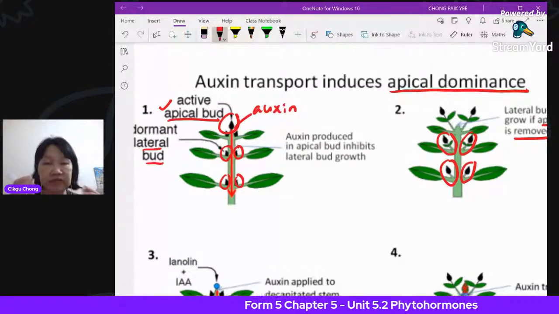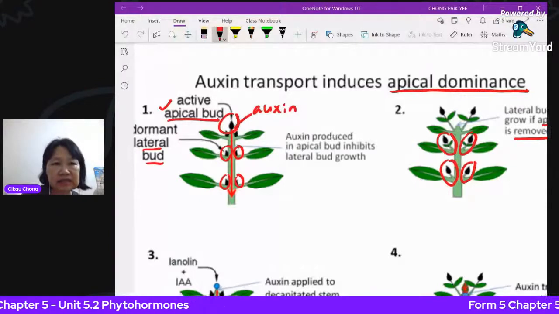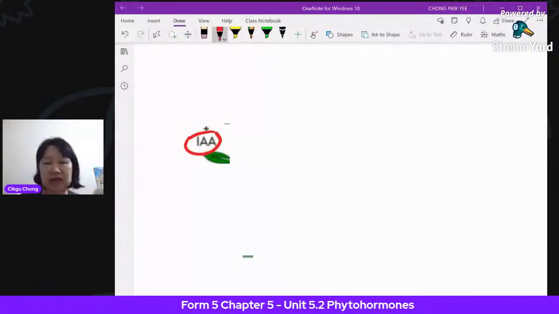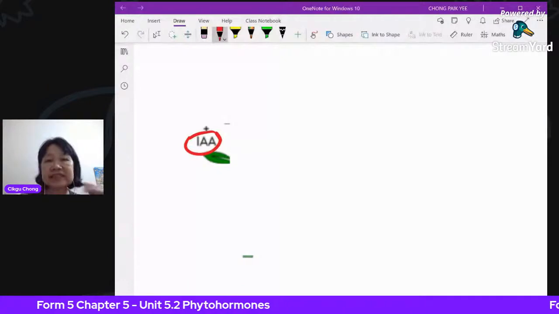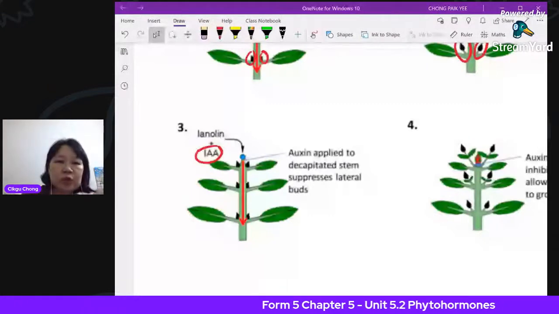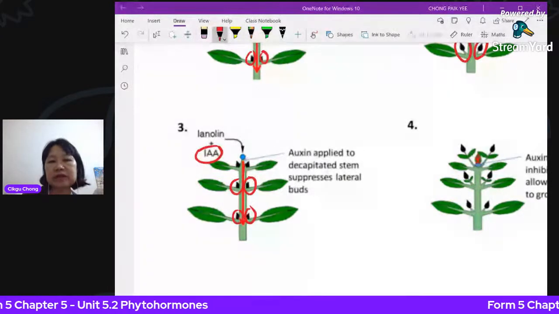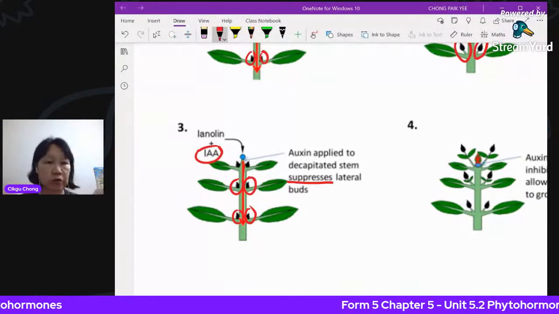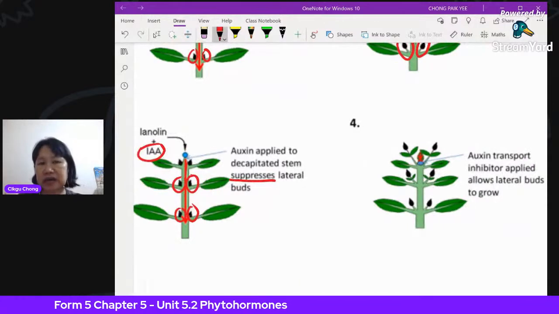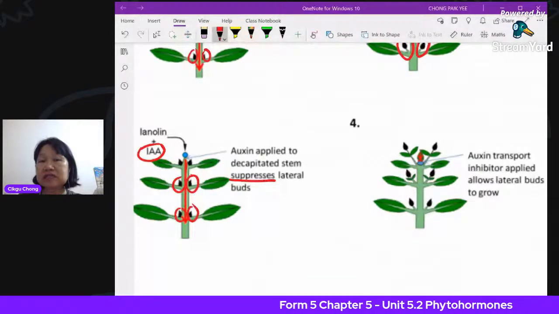Now, number three: what happens if we put IAA? IAA is actually a synthetic auxin. When you cut the original one and put the synthetic auxin there, it will make the lateral buds not grow. Because auxin is going to suppress, means inhibit, it will stop the lateral buds from growing. Now what happens if you take away this IAA, this auxin? You find that it will grow. So this is what we call apical dominance.